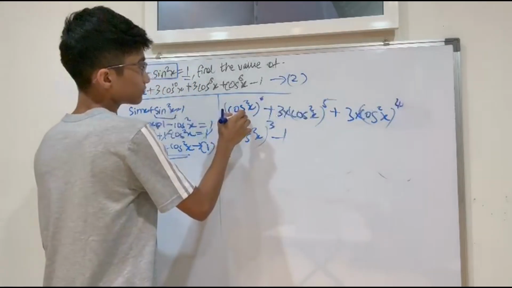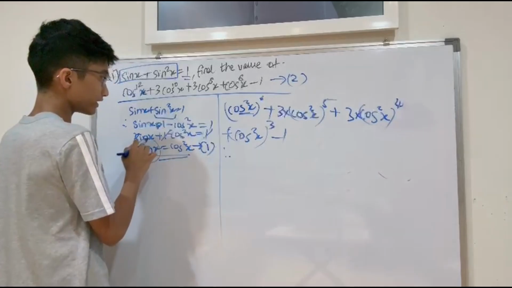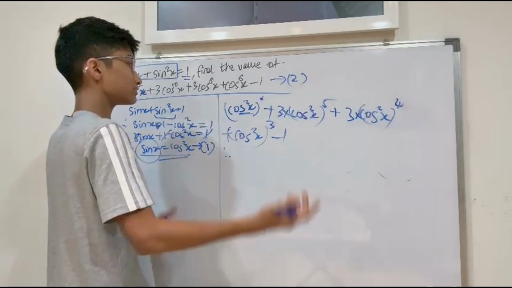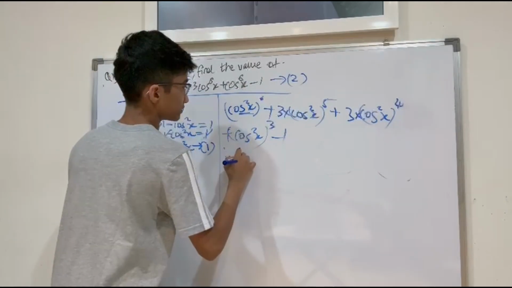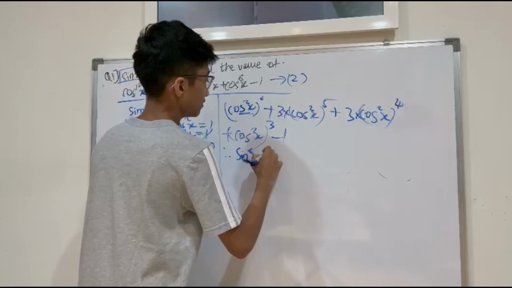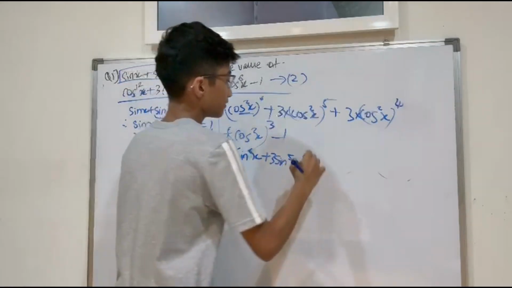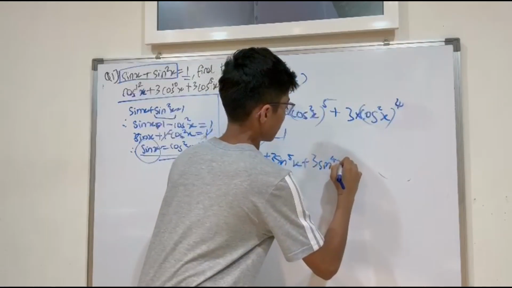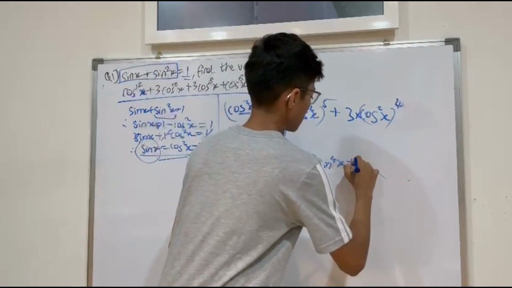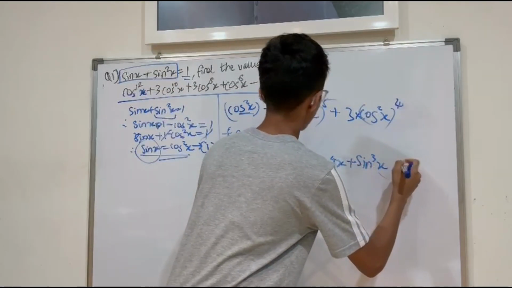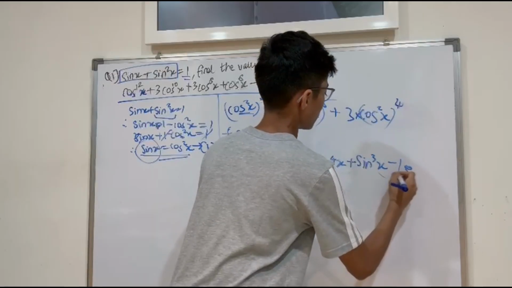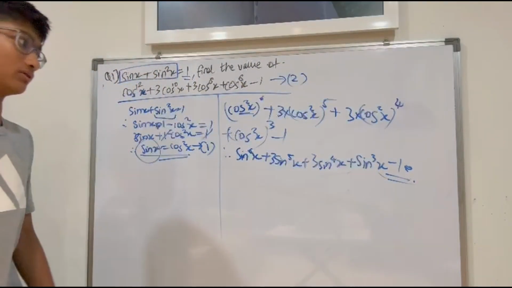So we know cos square theta is equivalent to sine theta from this equation. So we can just substitute: sine to the power 6 theta plus 3 sine to the power 5 theta plus 3 sine to the power 4 theta plus sine cube theta minus 1. So we get this new equation.